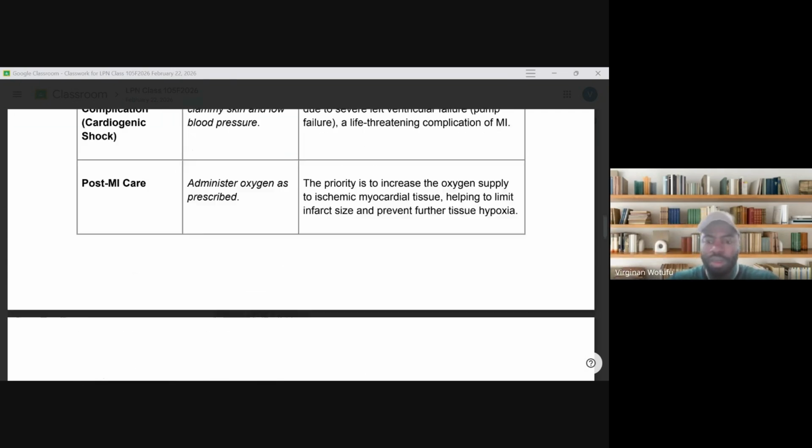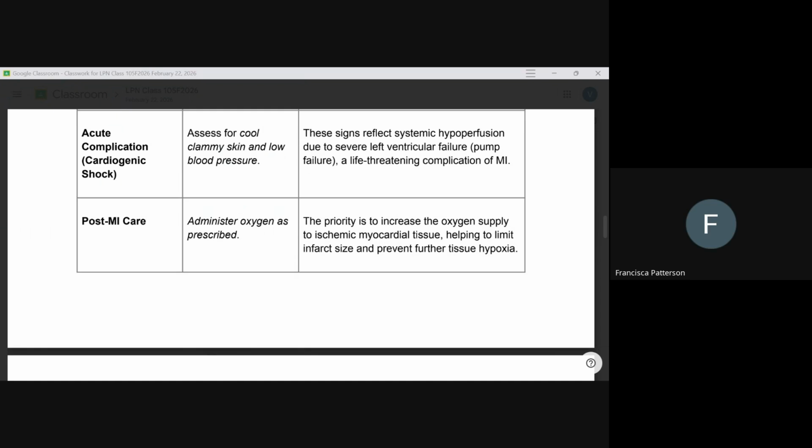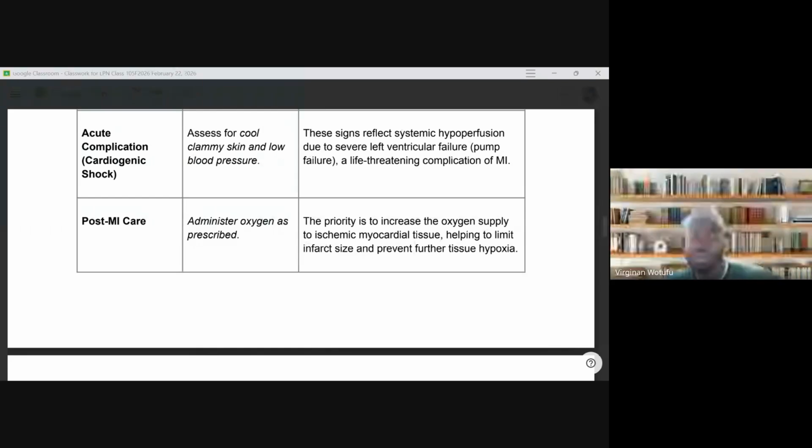Another finding we have is cardiogenic shock. Can someone help us with the signs and symptoms of shock generally? The signs and symptoms of shock. I think restlessness, low BP, sweating, increased heart rate. Yeah, okay. Yes, you're absolutely right, Francisca.